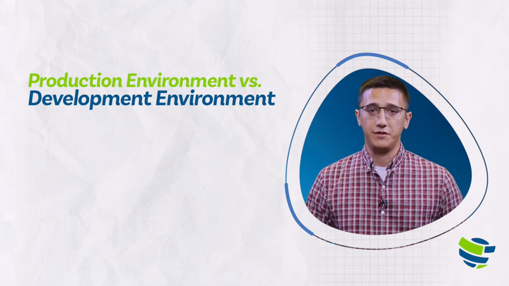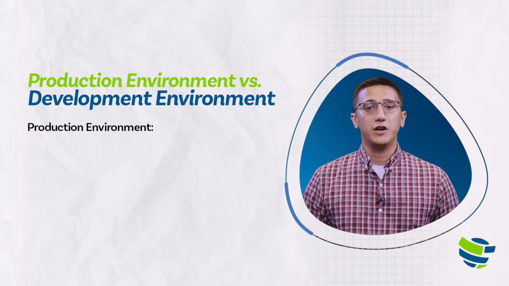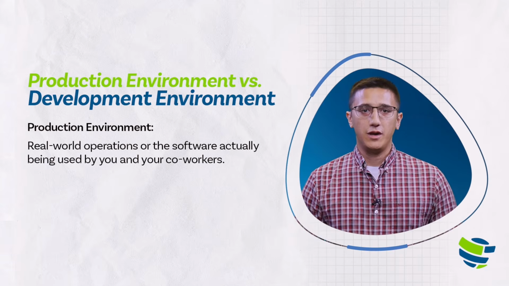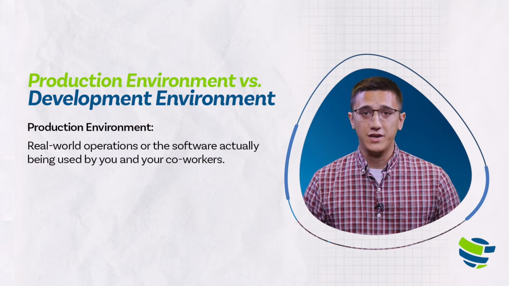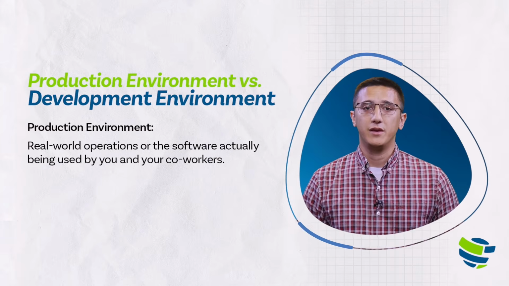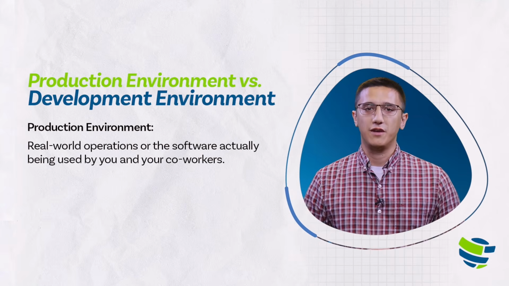Another important distinction you'll want to understand is the difference between a production environment and a development environment. The production environment is what is actually being used by you and your coworkers. A mistake here can lead to critical issues in how your business operates or the information it uses to conduct business. This is where the final version of software is implemented.